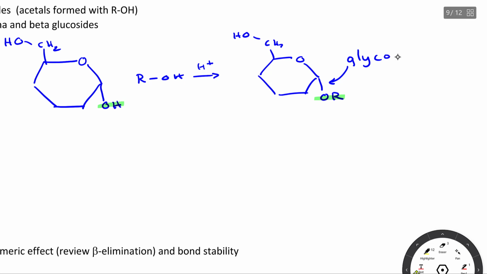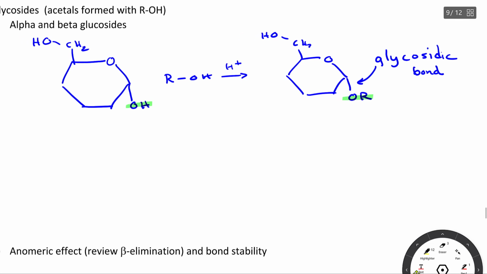Now, it's spelled S-I-D-E, right? Glycosidic. Instead of C-I-D-E, which is like the poison suffix, so glycosidic bond. Oh, I meant to say glycoside. It's a glycoside, but it's a glycosidic bond. There we go. All right.